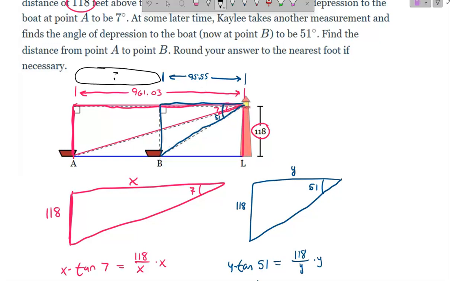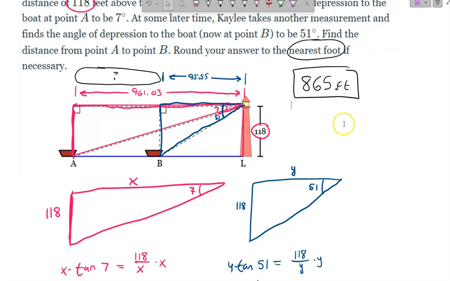So all I'm going to do is subtract those two answers from each other. And when I do that, I get an answer of 865.48. I believe it's asking nearest foot again. So let's go ahead and just say 865 feet as our final answer.